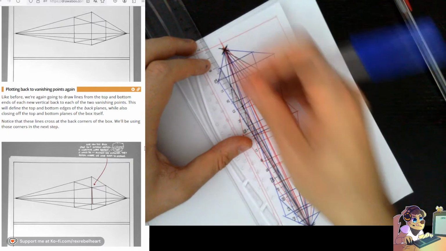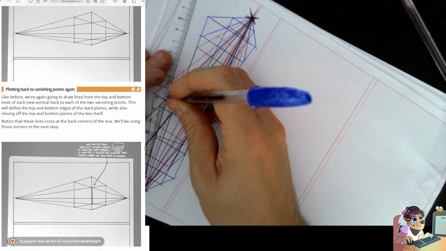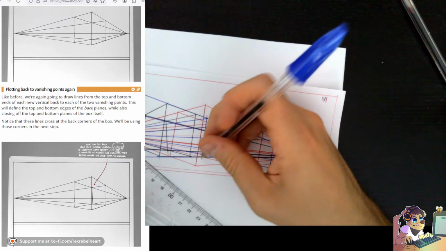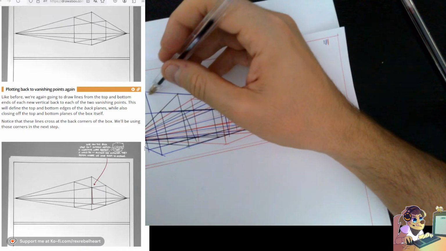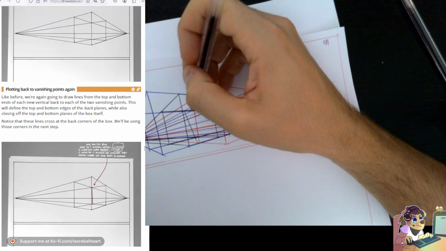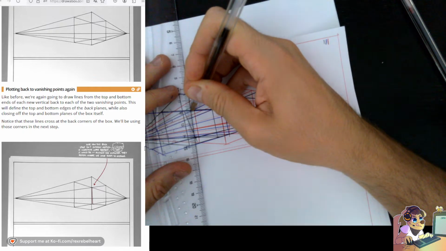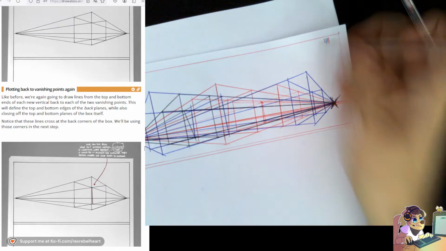Now he said something about cross-hatching one of the sides, but I honestly don't have a clue what he was talking about there. So maybe I'll go back and watch that again. Ooh, this one's not going to turn out good. Actually, it's kind of okay. Yeah, that's not too bad. That one's not too bad.